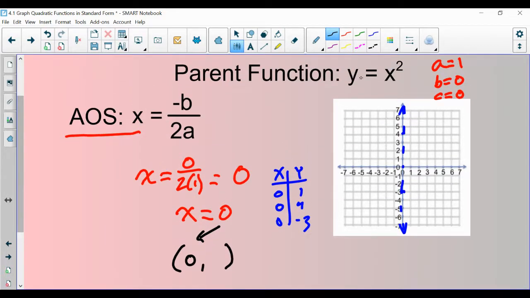So when we look at our equation, we have y equals x squared. All you do now is you plug 0 in for x. 0 squared is 0. So the vertex will occur at 0, 0.